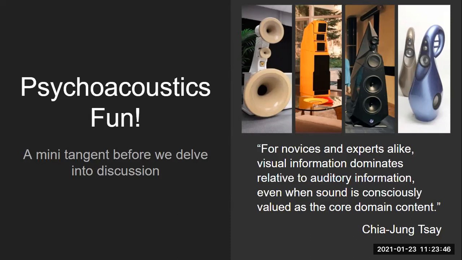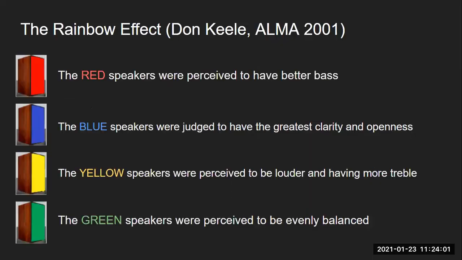The visual representation can influence, well, not massively, I should say, but it can influence the way that you hear or perceive the sound. And the really fun way of looking at that, if you go to the next slide, is that there was this study done, the Rainbow Effect, in 2001, where they did a bunch of listening tests with the same exact speaker, but they just put different colored grills on the front, and then they got listening feedback from a bunch of different people.